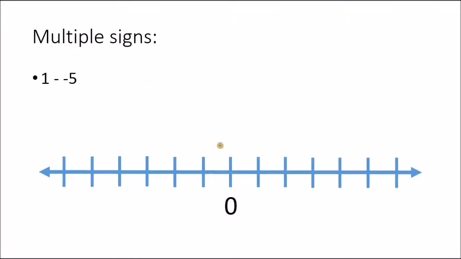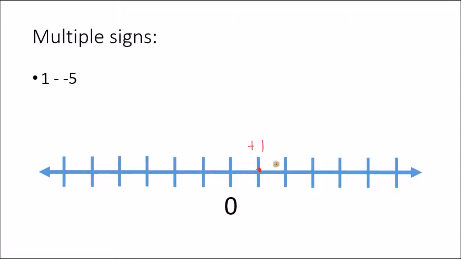Here's another one like that, but it's slightly different again. So 1 minus minus 5. Now remember, we're starting off at plus 1. Now minus minus 5, you kind of have to think about what that means. If we were going minus 5, that would be easy. We'd just go down 5 to the left. But we're being told that we're actually subtracting minus 5. That means we're actually going to do the opposite in this case.